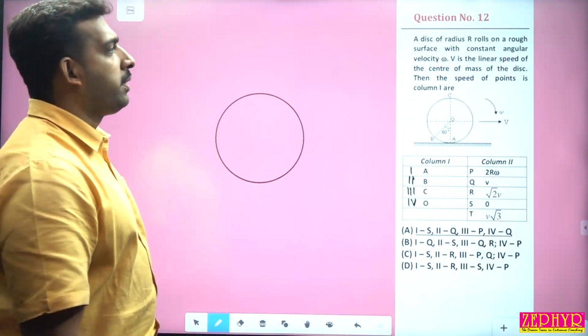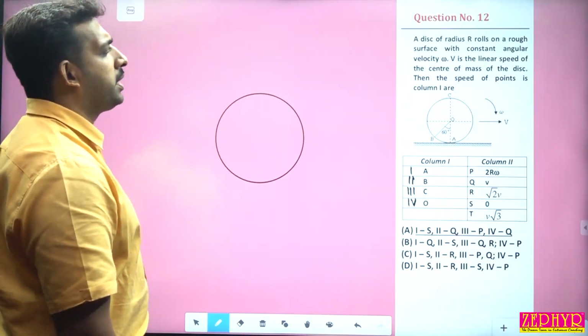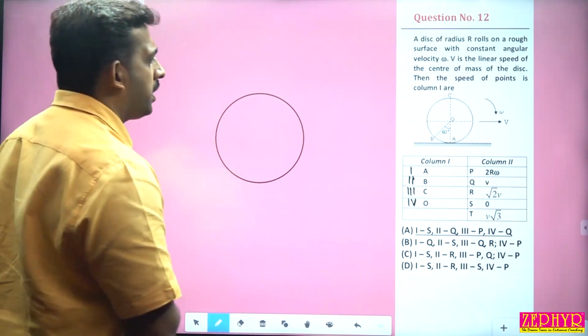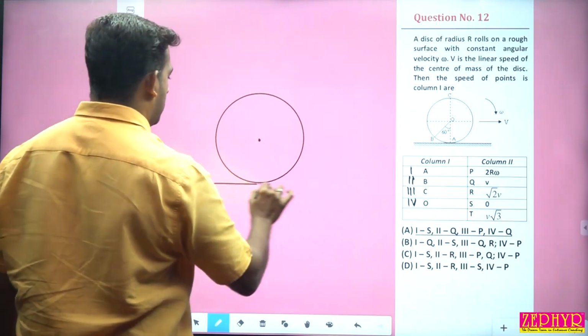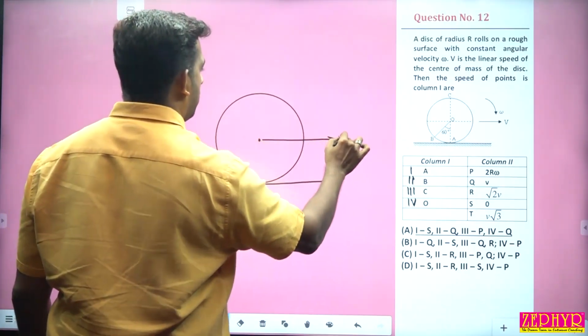Clear? Question number 12. A disk of radius r rolls on a rough surface with a constant angular velocity omega. V is the linear speed of the center of mass of the disk. Then the speed of the points in the column is. So you can see we have the pure rolling case in this. So the center of mass will have the velocity v itself.